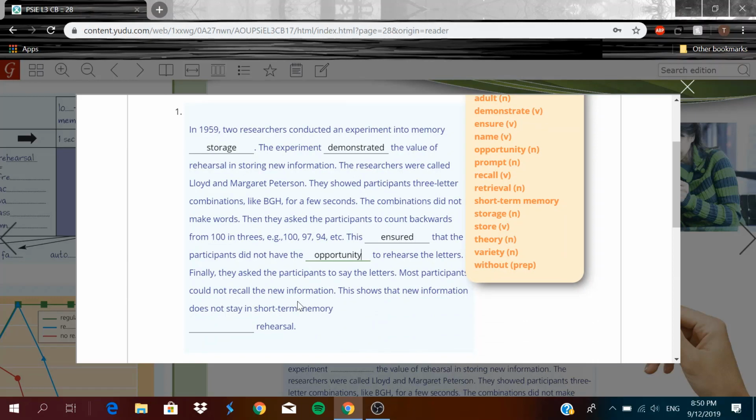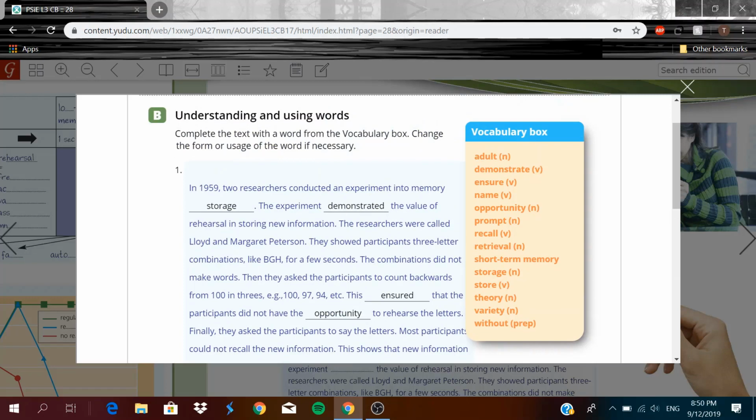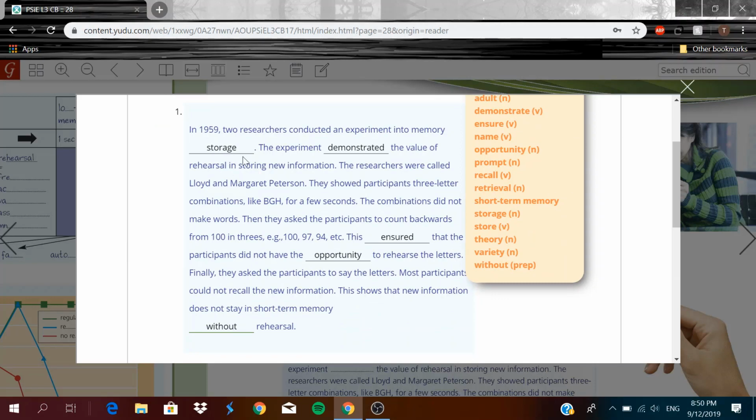Finally, they asked the participants to say the letters. Most participants could not recall the new information. This shows that new information does not stay in short-term memory dash rehearsal. So we know that rehearsal means to say things over and over, so we'll say without. The word without, here it is. So without rehearsal, okay? So this shows that new information does not stay in short-term memory without rehearsal. Alright, you guys, so that was text number 1. Again, keep your eye on the vocab box. Tick the words that were used. So we have storage, demonstrated, ensured, opportunity, and without.